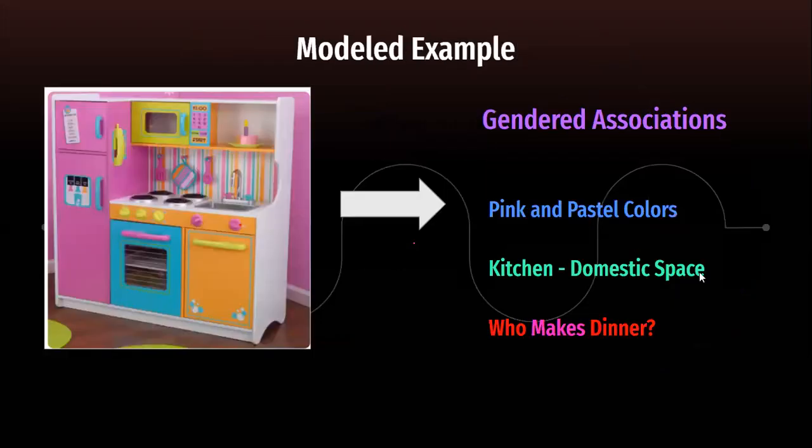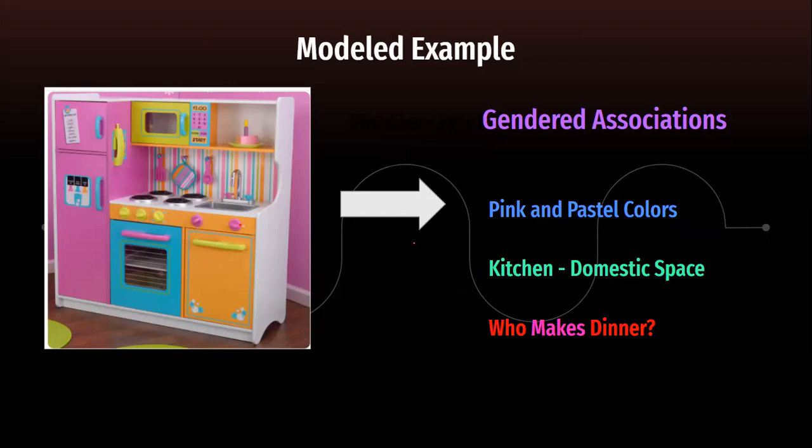So firstly, we'll talk about what advertising is. It is about selling something to consumers, and then we'll also talk about gender, which is itself a socially constructed idea. So what I'll be talking about here is I'll be looking at the kitchen set, right? And I'll say, in this image, I'm seeing pinks, I'm seeing pastel colors, I'm thinking about the space that we're in. It's a kitchen space, it's a domestic space.